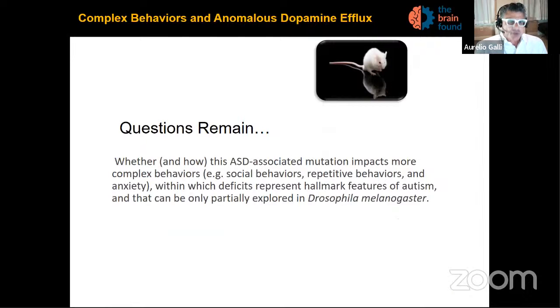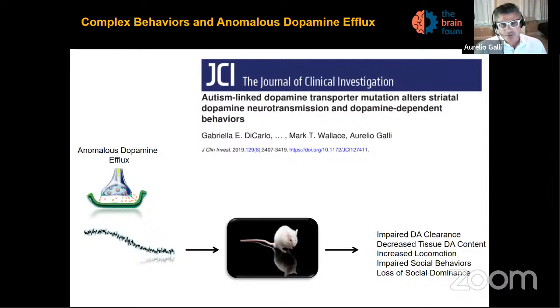Of course, the question remains, what is happening to more complex behavior that cannot be studied in flies? And so we have made a knock-in mouse, right? And we show in the knock-in mouse that we have impaired dopamine clearance, decreased tissue dopamine content, increased locomotion, impaired social behavior, and loss of social dominance. And you can see all the data published in a recent article in the Journal of Clinical Investigation.